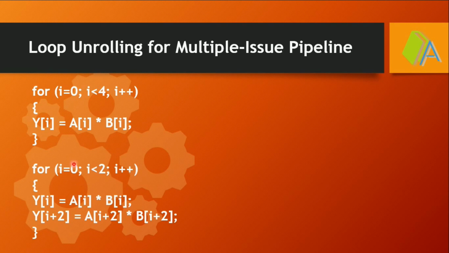When i equals 0, y of 0 and y of 2 will be computed. When i equals 1, y of 1 and y of 3 will be computed. So here only two clock cycles are utilized compared to the previous one. So 50% of the strength of this loop is reduced by the compiler.